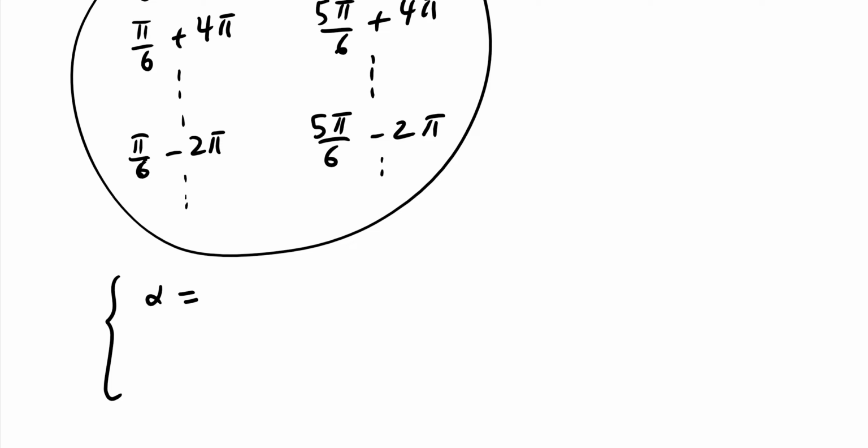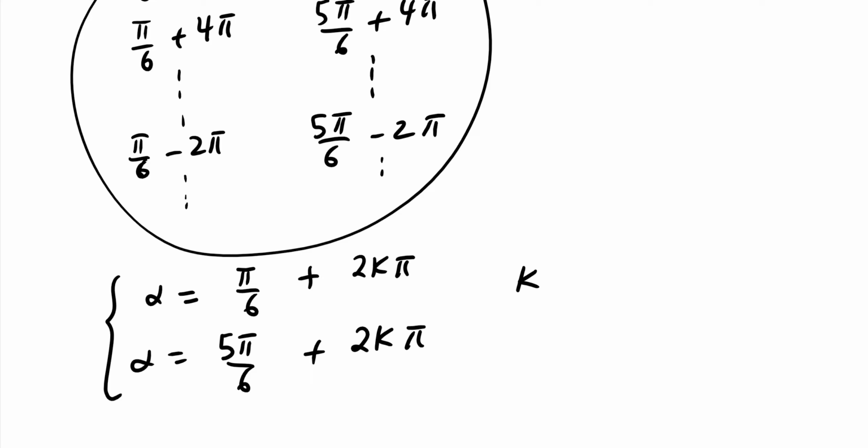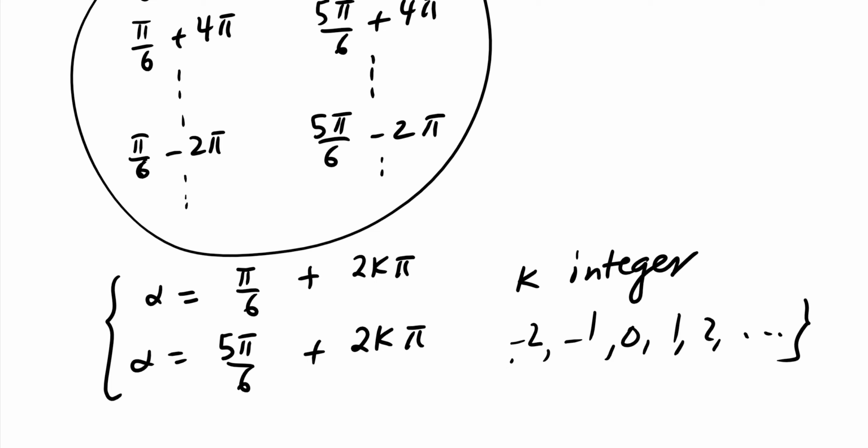I got alpha equals pi over 6 plus 2k pi, and alpha is 5 pi over 6 plus 2k pi. What is k? K is an integer. Integer means it could be 0, 1, 2, etc., or negative 1, negative 2, etc.